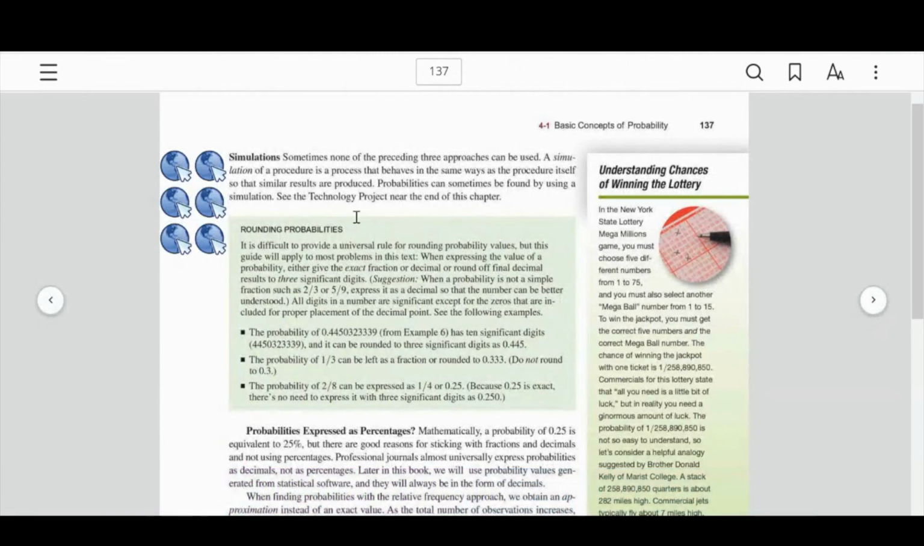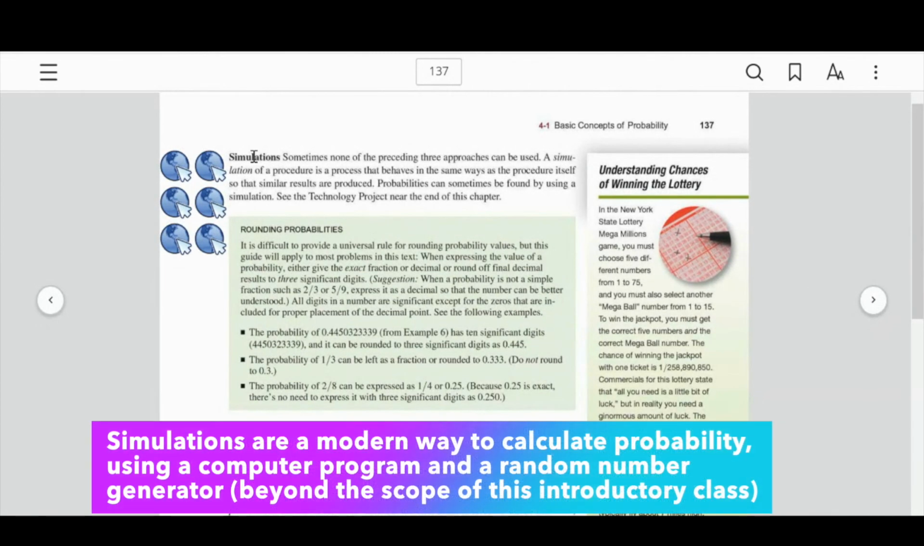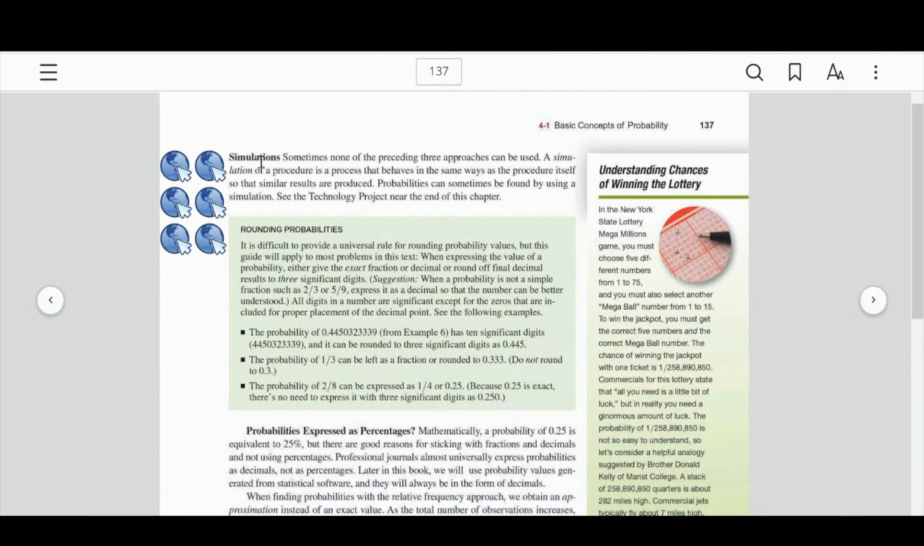You'd like me to give you everything. I can't. Simulations. This is the modern thing. There are all kinds of computer procedures that are used in real life statistics, real life probability nowadays, and we don't cover any of that in this class. But just so you know, there are things you can do with computers that are very, very interesting.